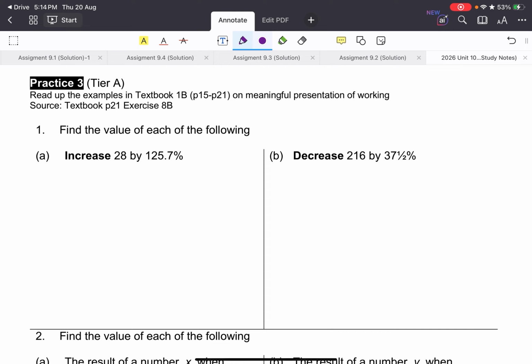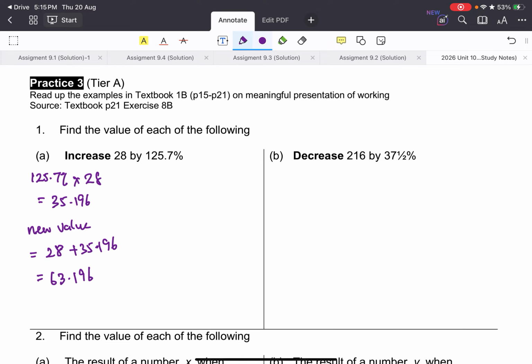So there are two ways to do this. We can either find 125.7% times 28, which gives us 35.196. Therefore, the new value is going to be 28 plus 35.196, which will give us 63.196.